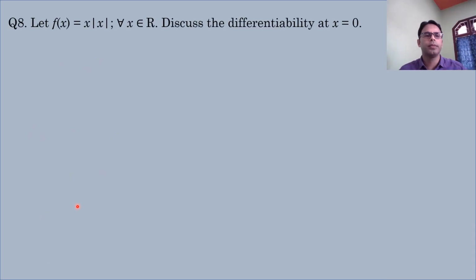This is our new question. Let f(x) is equal to x mod x for all x belongs to R. Discuss the differentiability at x is equal to 0. A very simple question. First of all, you make this function without the modulus sign, that is removing the modulus sign, and after that you just test the differentiability at the point 0. Very simple, you see. Here the function is f(x) is equal to x mod x.